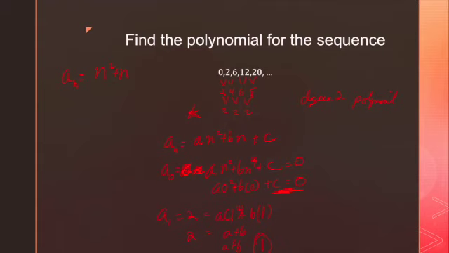Let's do a sub 3, which is 12 right here. It's going to be 3 squared plus 3. Well, 9 plus 3 is 12. Awesome. So we fit a polynomial to our sequence.